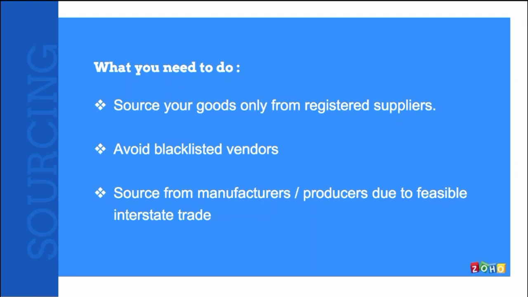Then source from manufacturers or producers directly. This is because the feasible interstate trade is now going to allow you to cut down the middlemen. So these are some of the things that would be useful for you to do under the GST. With that, we come to the next section, pricing.